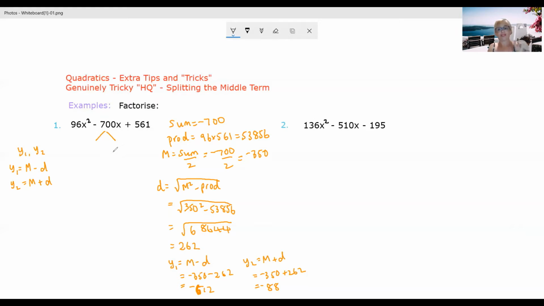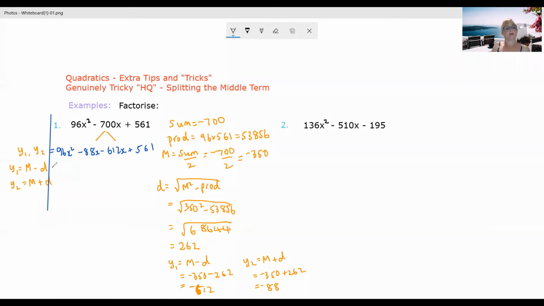Bearing in mind that we know we have rigged it so that we are going to get the same bracket, that will help us know what factors we can take out. So let's just do that now. So we've changed this to 96x squared minus 88x minus 612x plus 561. Let's just rule a line down here so we don't get confused.